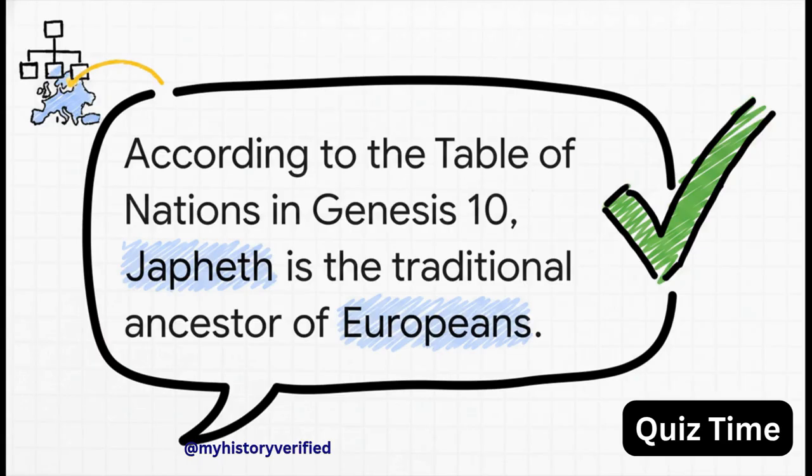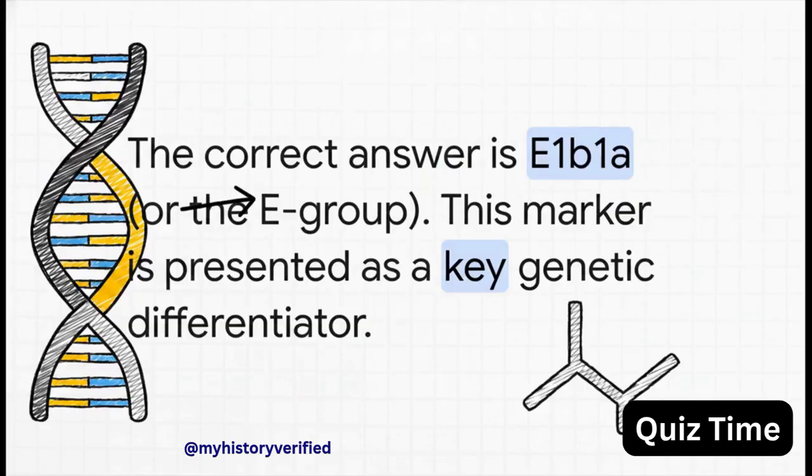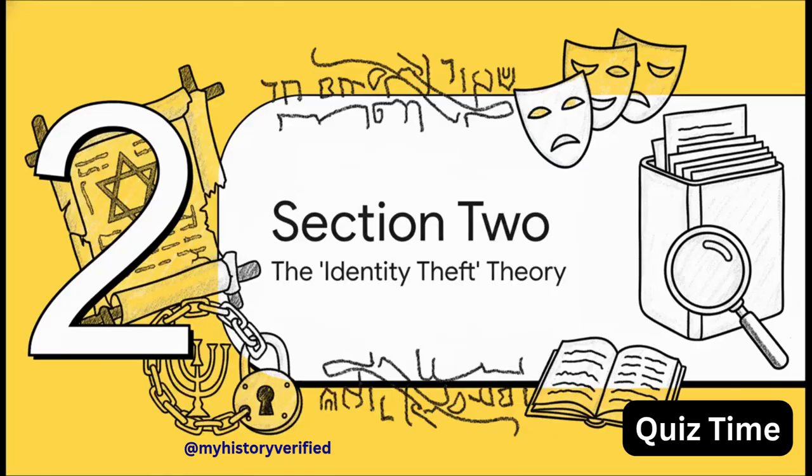Let's move on. Now we're going to shift from biblical texts to genetics. According to the archive, there's a specific lineage they call the True Shemitic Remnant. The question is, what is the primary Y DNA marker associated with this group? The answer given in the archive is E1B1A, also known as the E-group. Now, in this framework, this genetic marker is presented as the crucial piece of evidence used to separate the true lineage from others. Now we get to Section 2, the identity theft theory.